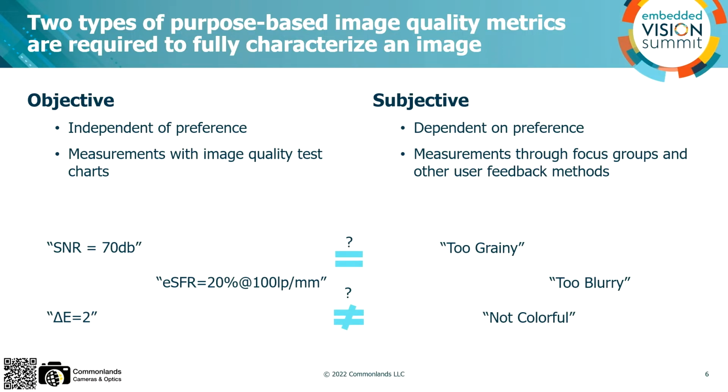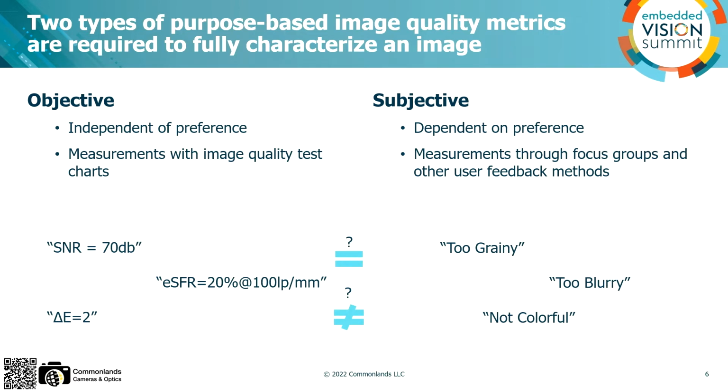So before we get into the specific metrics, I wanted to introduce two main categories of image quality: objective and subjective. Objective image quality is independent of human visual system preference. It's usually measured with image quality test charts in a laboratory setting for repeatability and high performance measurements. When you hear the words, oh, the signal to noise is 70 dB, the resolution or ESFR is 20% at 100 line pairs per millimeter, or the color accuracy is 2.